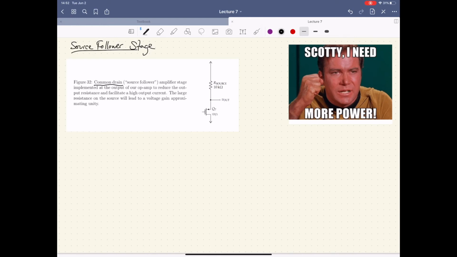This is pretty straightforward. We have our RSS, or our source, and our Vouts. Our final Vout is coming from over here. Our final R out is going to be on the order of 1 over GM, as we saw from our big fancy chart that we made last lecture. And we know from that it's approximately on the order of about 100 ohms. So it's a very low output resistance.